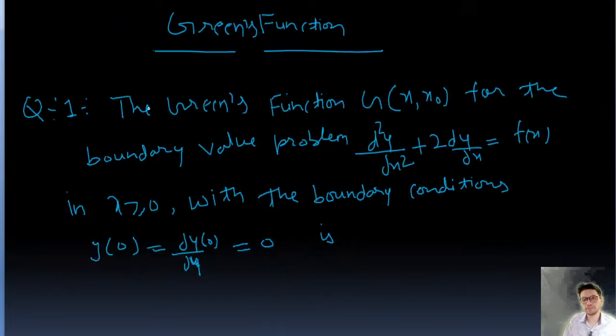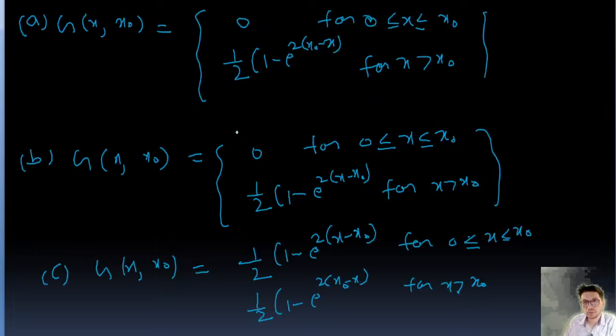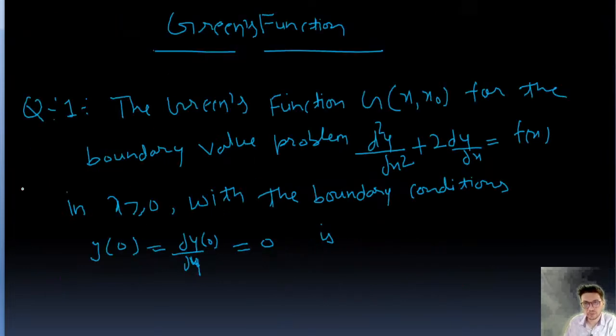So the question is, we need to find the Green's function G, which is a function of x and x naught, for the boundary value problem d2y over dx square plus 2 dy over dx equal to f(x) in x greater than or equal to 0 with the given boundary conditions. These are the Green's functions given, and we need to select the correct option.